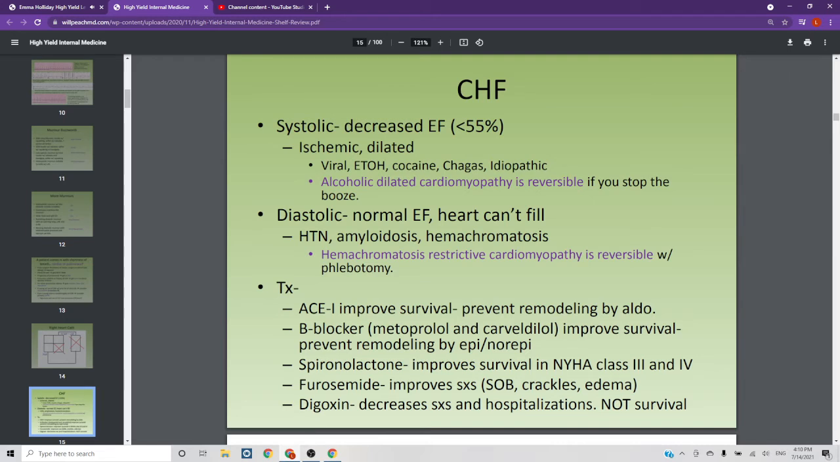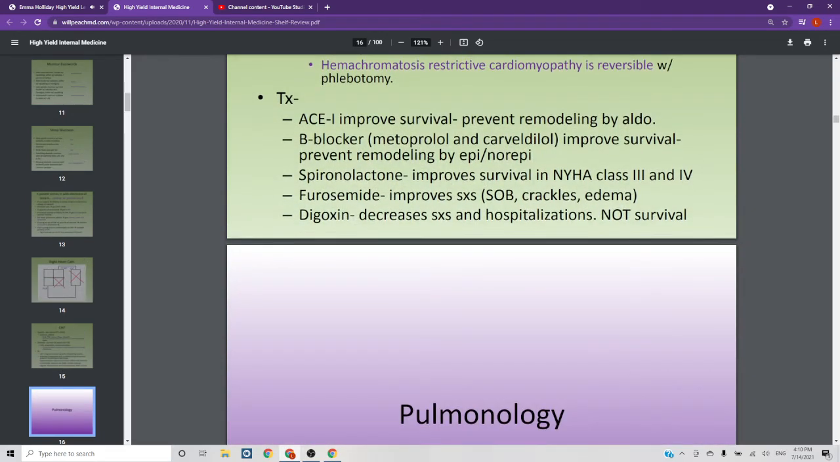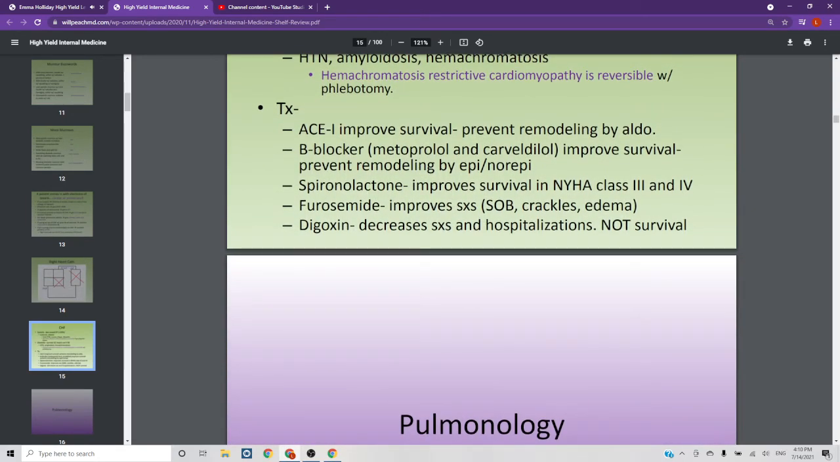And then digoxin is usually the distractor answer. It does not improve survival, but it does help symptoms. So we give it to patients, it makes them feel better. They're less likely to be hospitalized with an exacerbation.